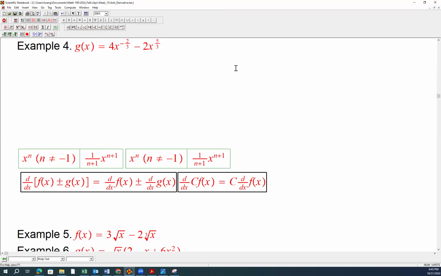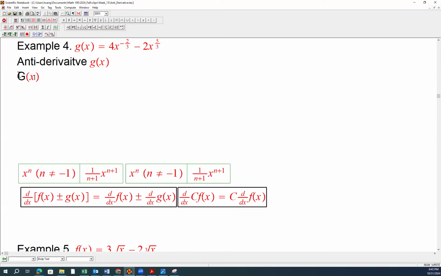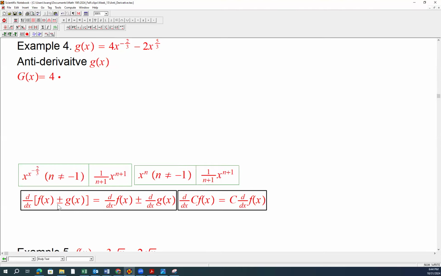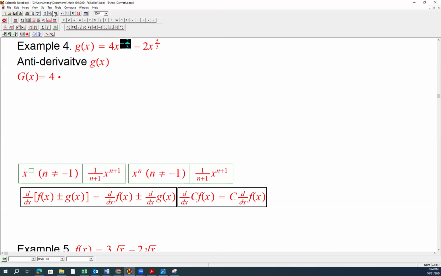Suppose you call the antiderivative of lowercase g of x capital G, g of x. It's better you just tell the reader what you're doing. So we got a power, another power. We got 4, we put the 4 on the side. And for x raised to the power of negative 2/3, oops, sorry, the power is negative 2/3.